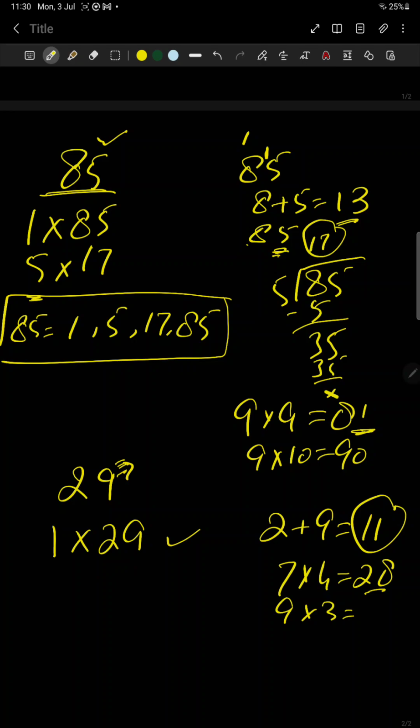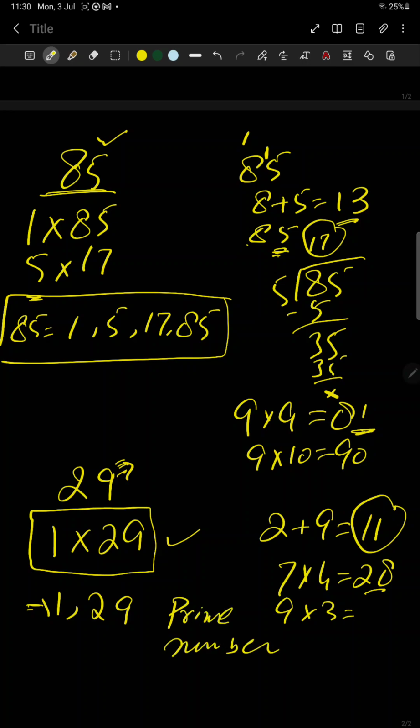11 twos are 22, 11 threes are 33, so we are going back to the initial numbers 1, 2, 3. If we are taking the numbers 11, 12, 13, we will multiply them by the numbers from 1 till 9. We have already checked from 1 till 9, so we are confirmed that it is not divisible by any other number. It does not have any other factor. So 29 has only two factors, 1 and 29. So we will say that it is a prime number.